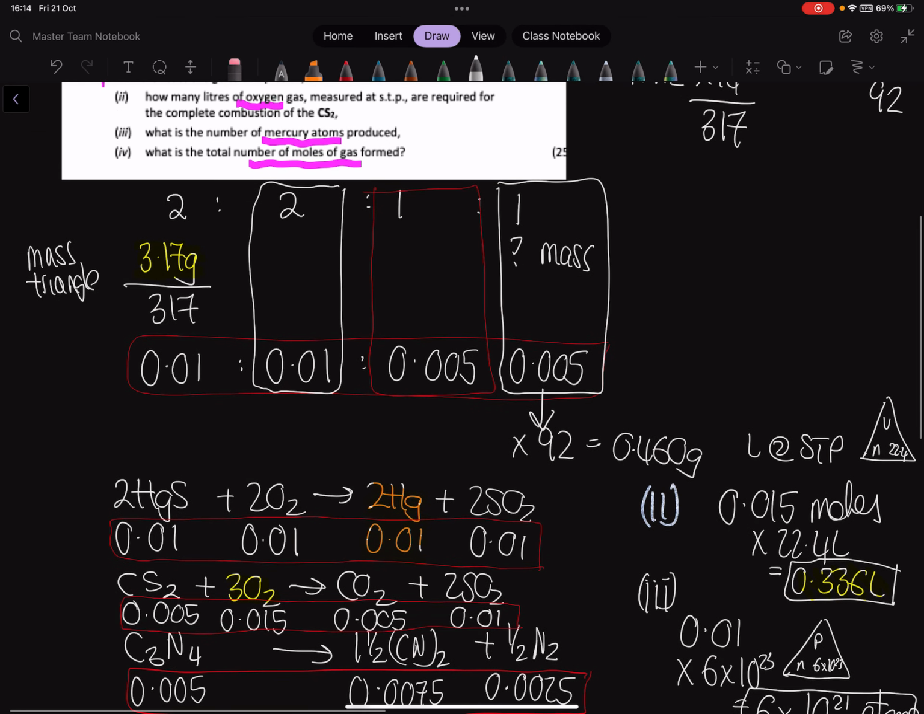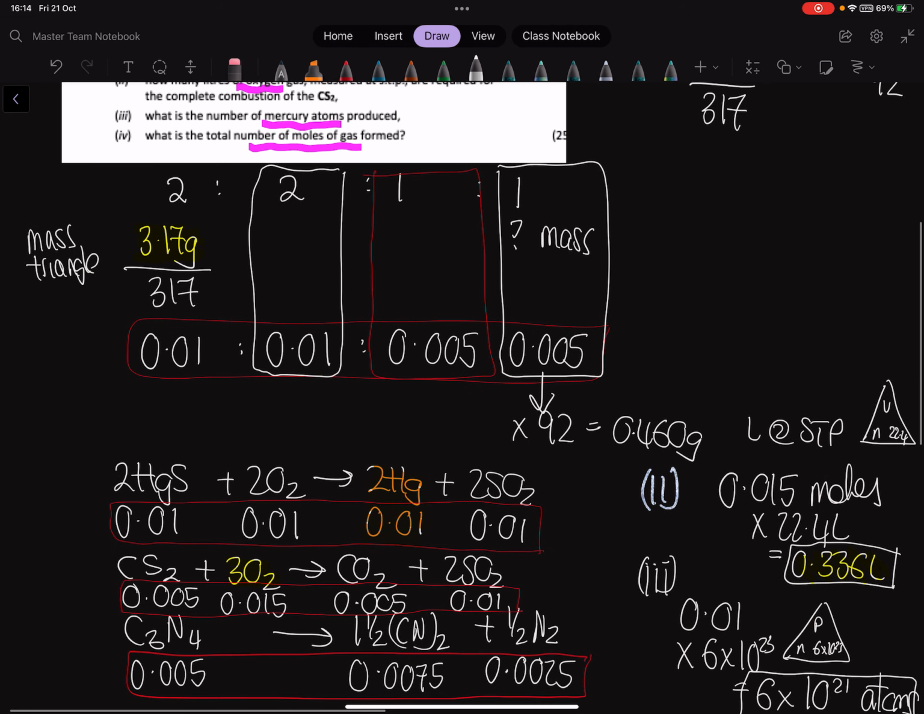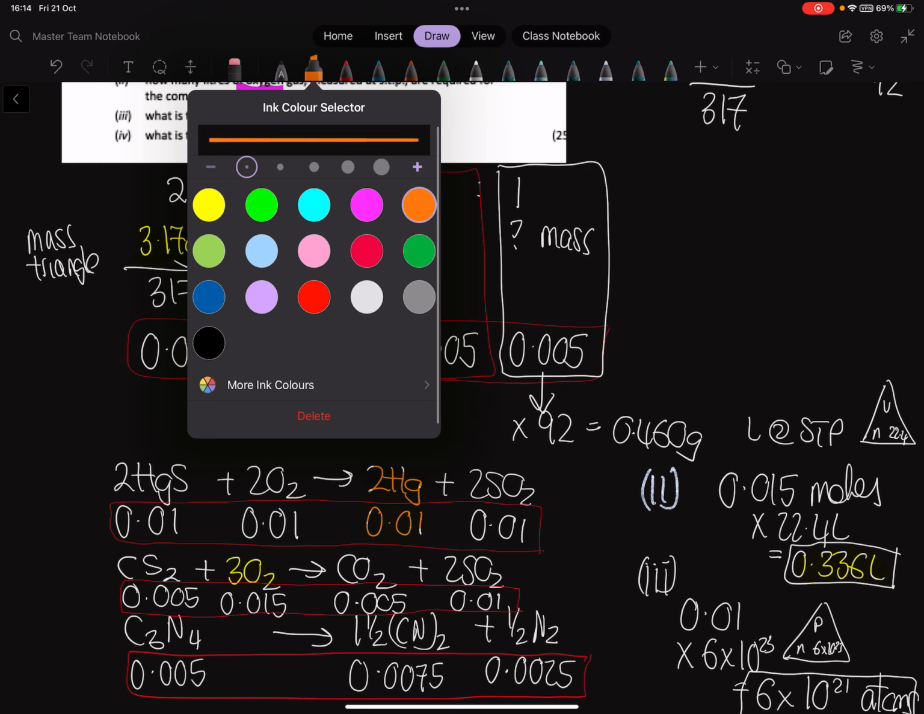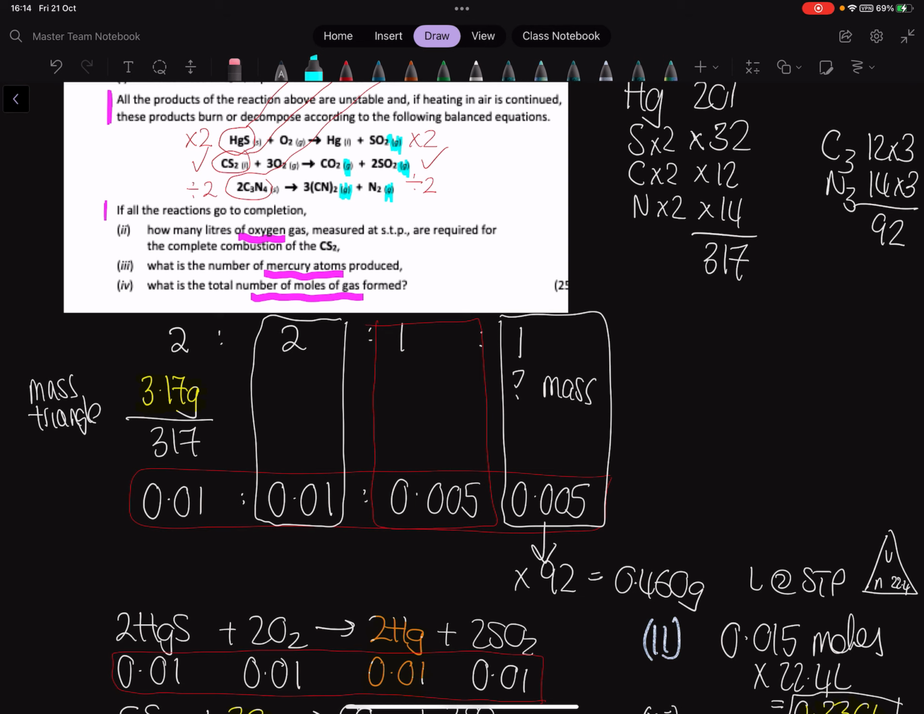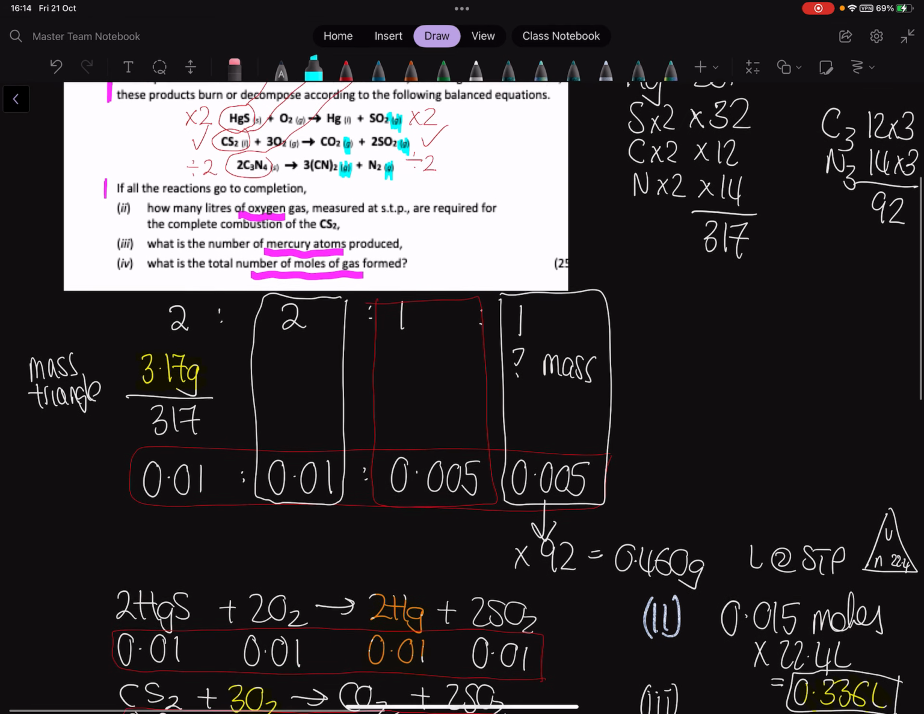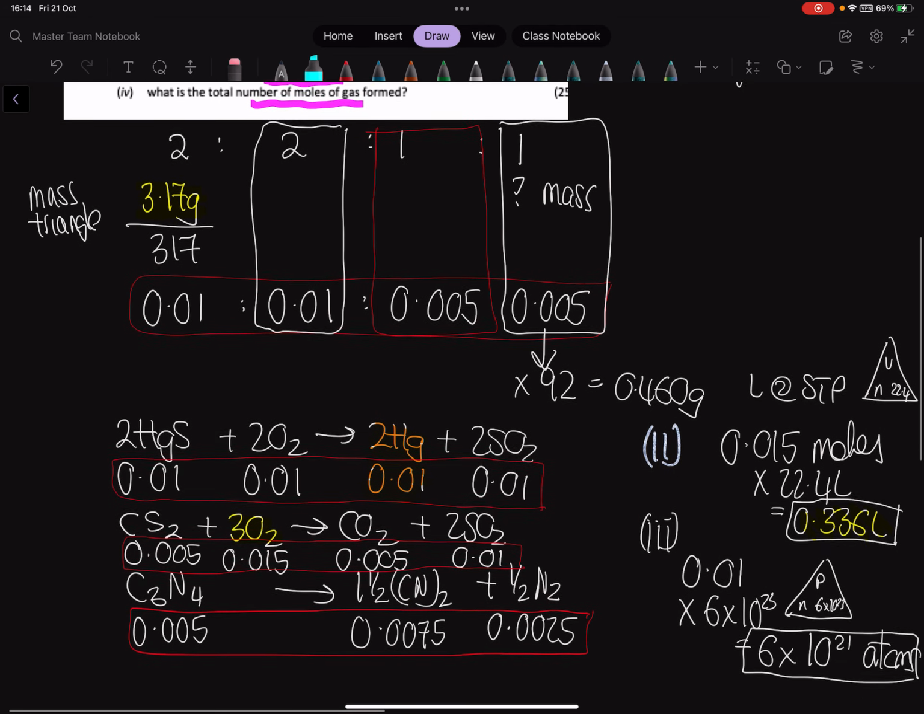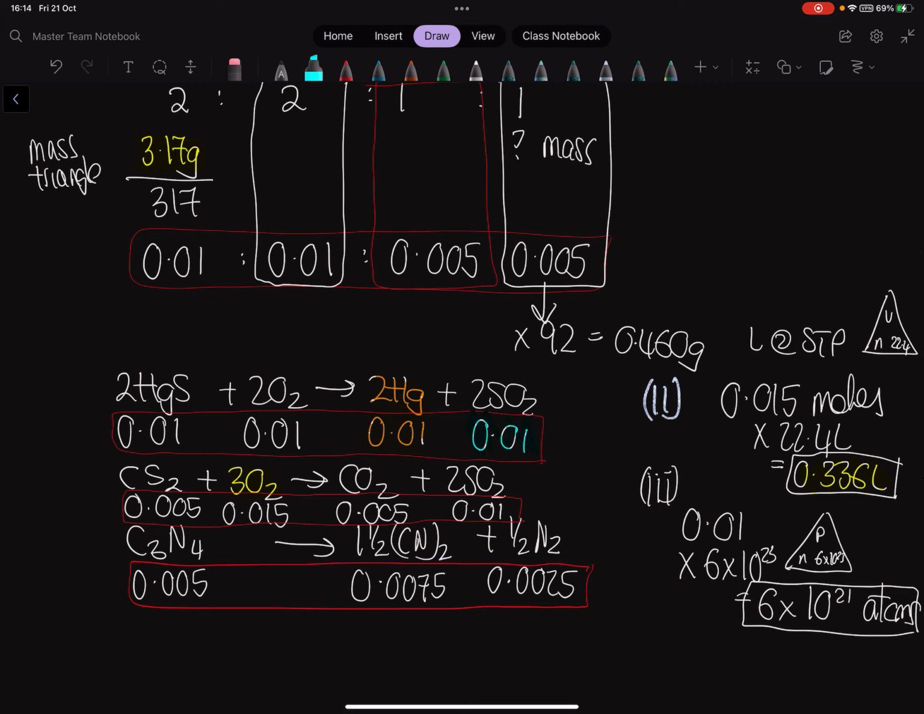The last part, total number of moles of gas formed. So this is where you are looking at your equations up here and you're looking for anything that says G, because these are state symbols where S is solid, L is pure liquid, G is gas, and if you see an AQ, that stands for aqueous. So I'm interested now in the total number of moles for these particular things. So I'm interested in the 0.01 for the sulfur dioxide in this top equation.